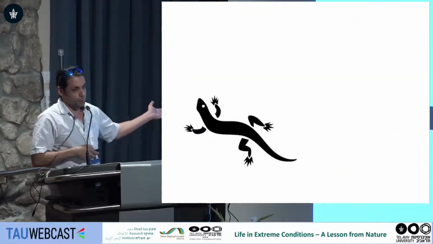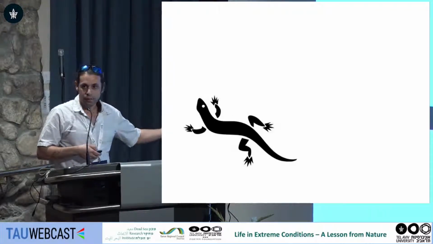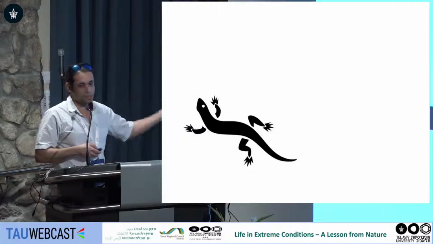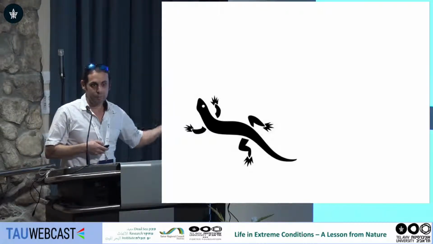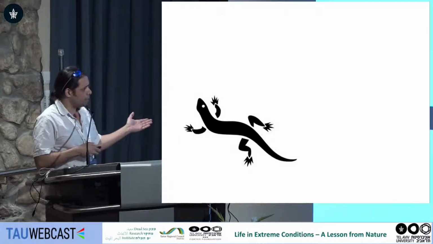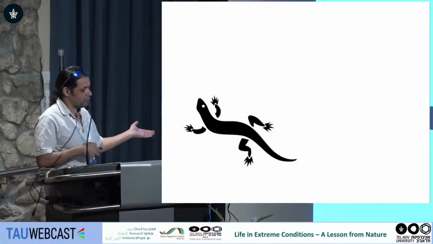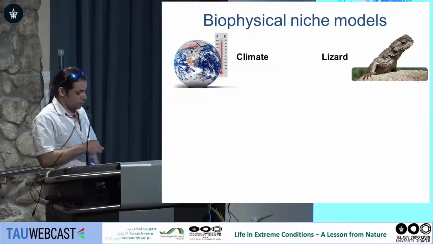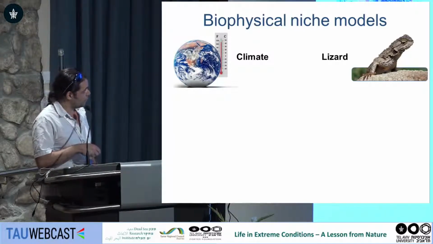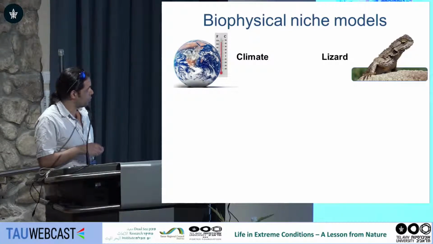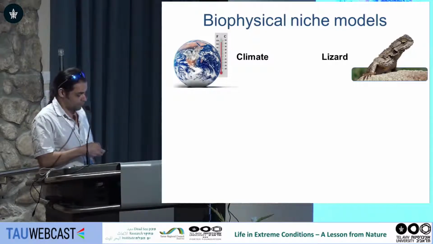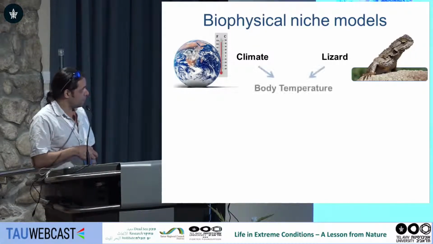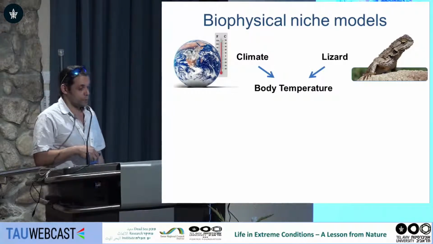And usually what people do, they study the adult lizards. Why? Because it's easy to find them in the field. You can take them to the lab, do experiments. And so let's start with the adult and see what's going to happen maybe in the future. So to simulate what happens to adult lizards in the future, we use what we call a biophysical niche model. Basically, you have a lizard and a climate, and you can simulate the body temperature of a lizard.